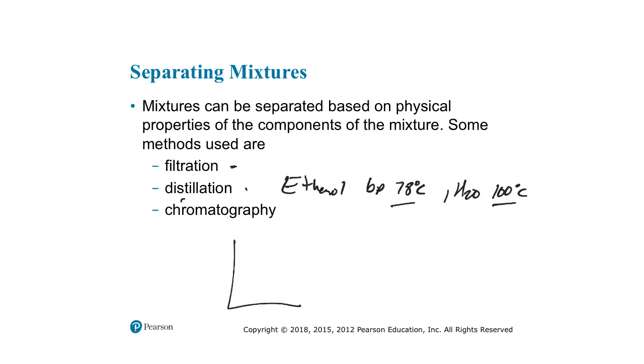Chromatography is that sort of example. You have an ink blot, maybe on a sheet of paper. It gets wet, and then as it gets wet, you start to see these different colors emerge.